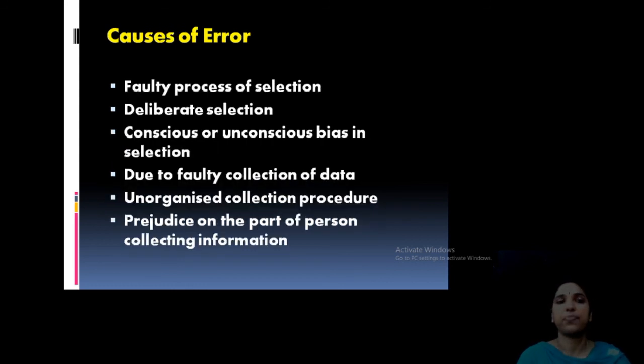Clear? Okay. Now, why is this error occurring? What are the causes of error? One important point is a faulty process of selection. Our selection process is not perfect. Deliberate selection, conscious or unconscious bias in selection, due to faulty collection of data and an unorganized collection procedure. The collection procedure is unorganized. Prejudice on the part of the person collecting information. Okay, these are the typical points by which errors occur during sampling.